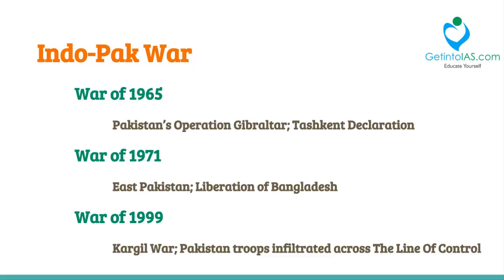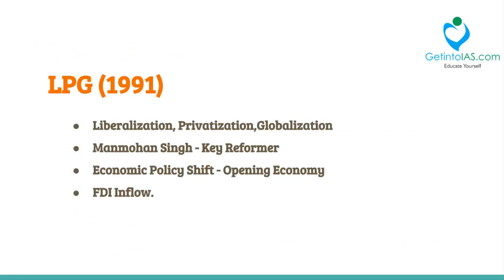And next, the famous Kargil War happened in 1999. The Pakistan troops infiltrated the Line of Control. The Line of Control is the border between India and Pakistan. So when they infiltrated, the war started, and it is the famous Kargil War. The year is 1999. Next, we are going to see the shift of economic policy.